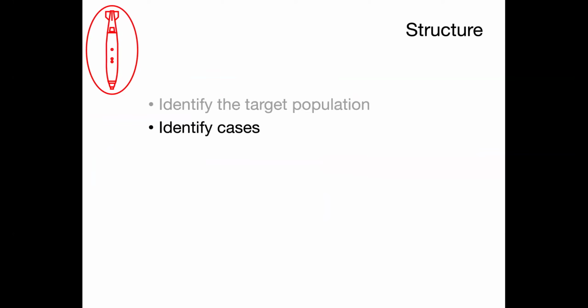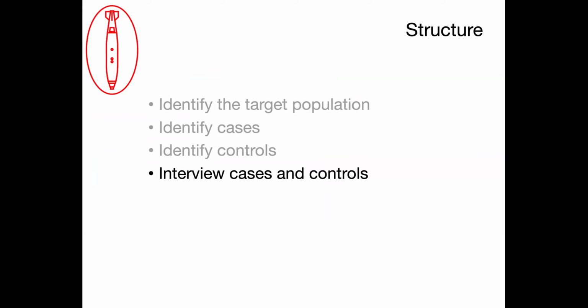Now, we had to structure. How do we structure this? As I say, we identify our target population, we identify cases, we identify controls, we interview the cases and the controls, and really the only question we're asking them for the purposes of the case control study is, did you have risk education before your accident, yes or no? For the controls, have you ever had risk education, yes or no? And in many respects, for this purpose, it's the only question we need to ask.